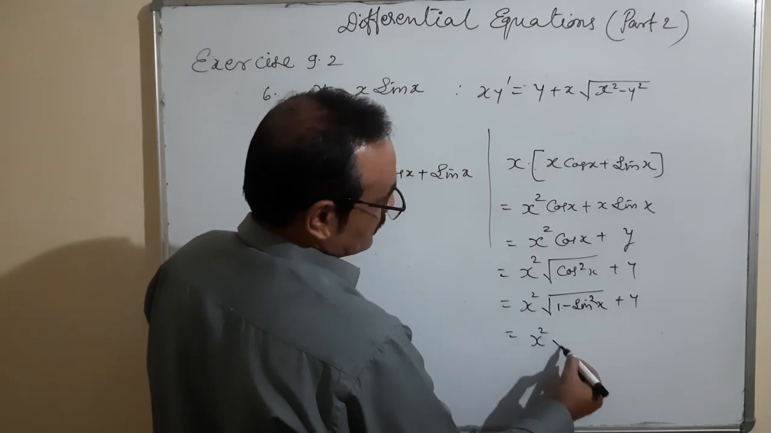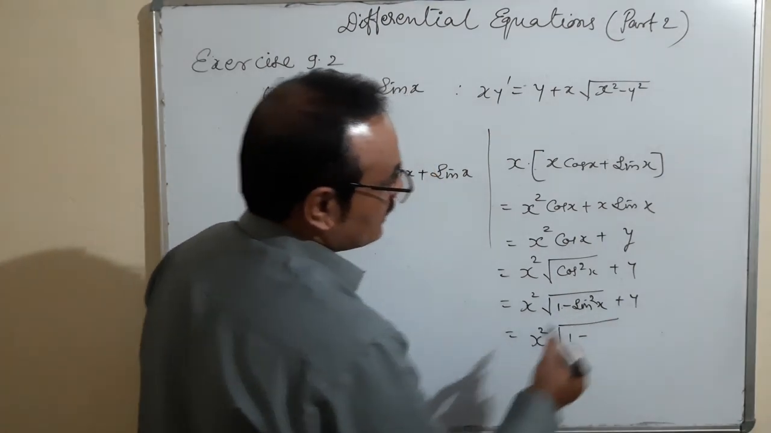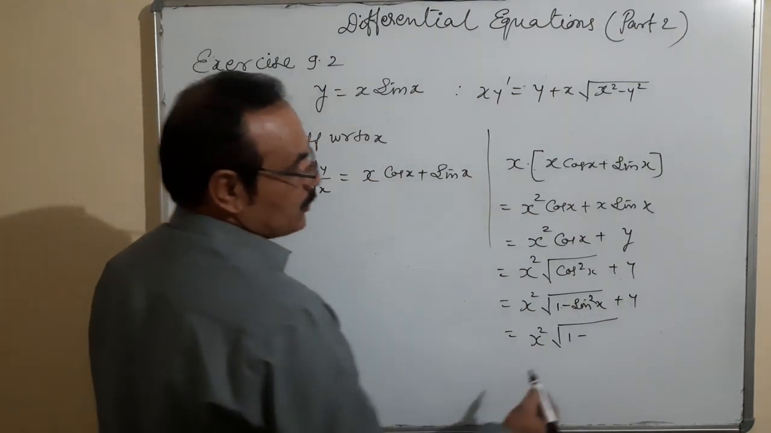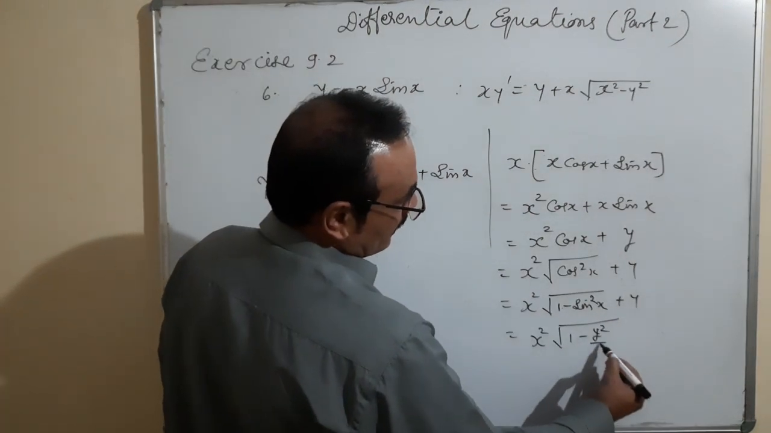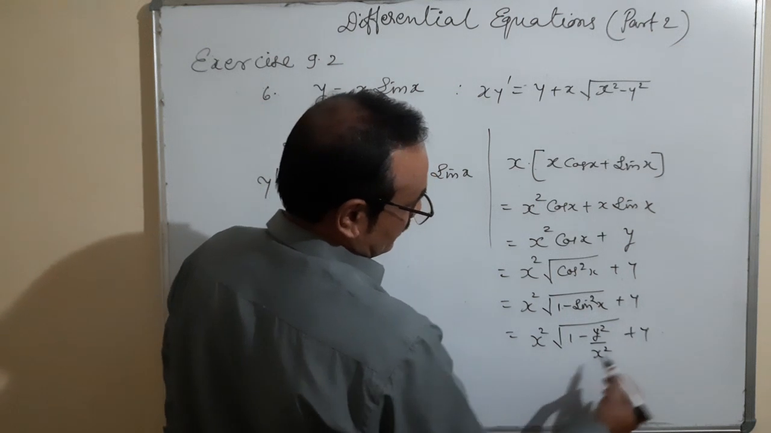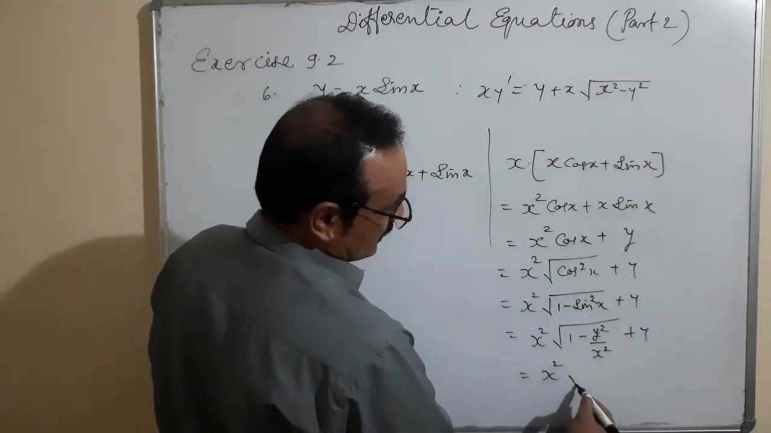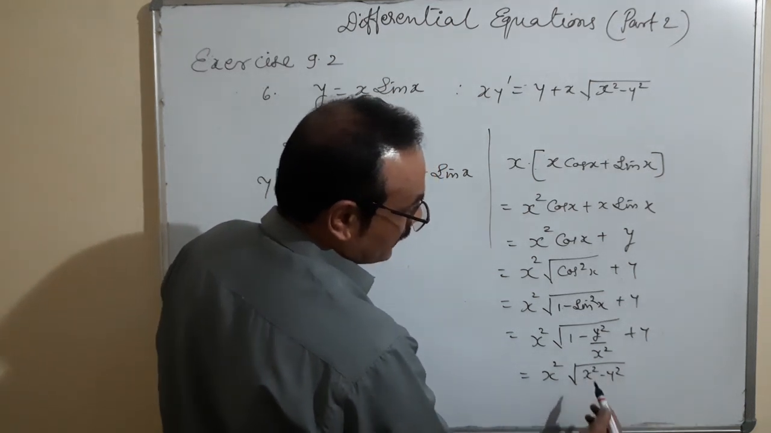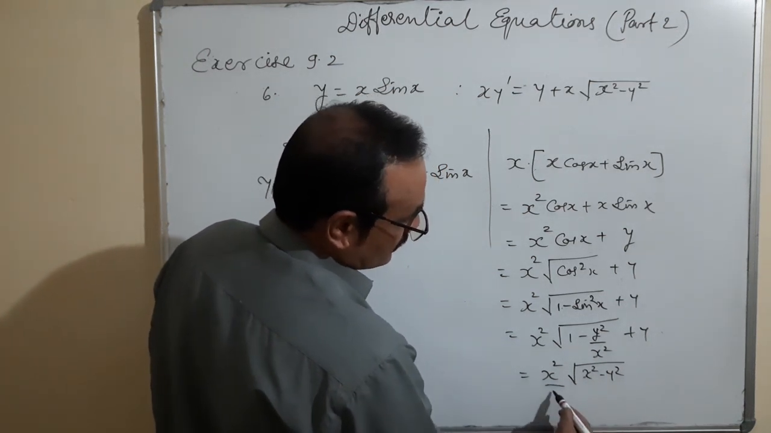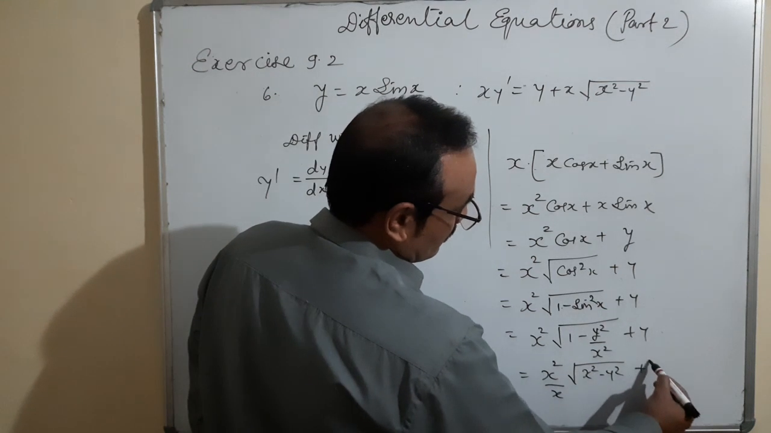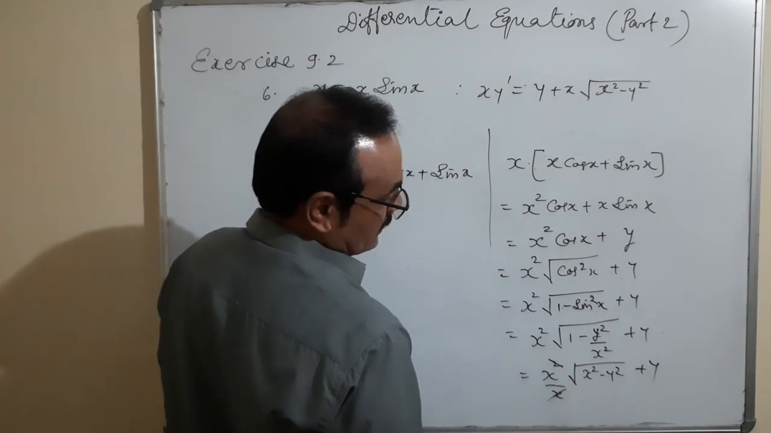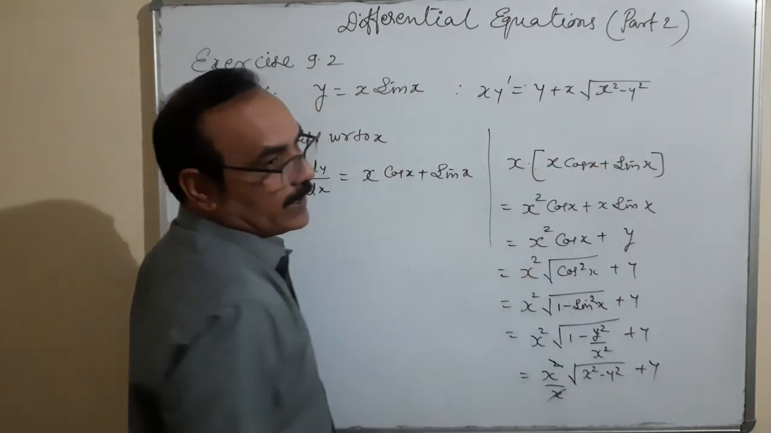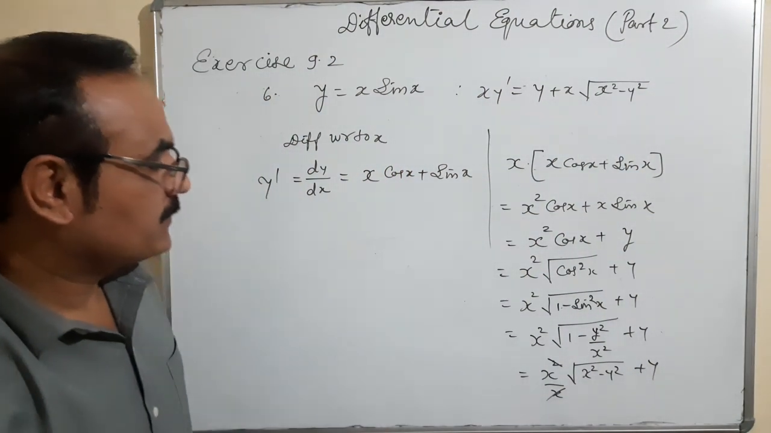And this means x square under root 1 minus the value of sin x. The value of sin x is equal to y upon x. So may I write here y square upon x square plus y. So that means x square minus y square upon x square, which comes out, it becomes x only plus y. So x is cancelled and y plus x under root x square minus y square. Okay, so verified.